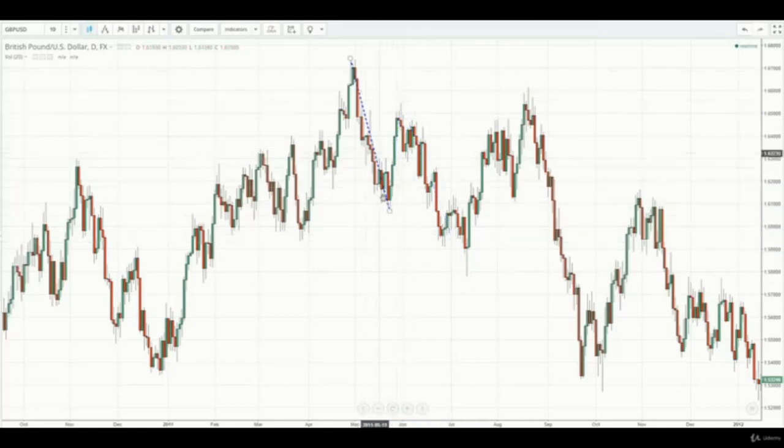So we have a measurement from the high to the low here. Another thing about this is it actually incorporates time, because if we take this and move it over, if it was the exact same time frame, it would end right there, but it didn't. So we have about 10 days longer for this pattern to set up.